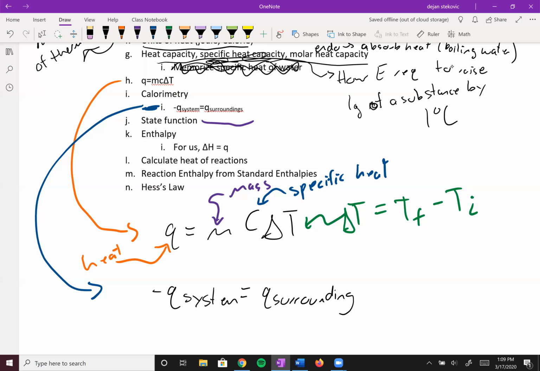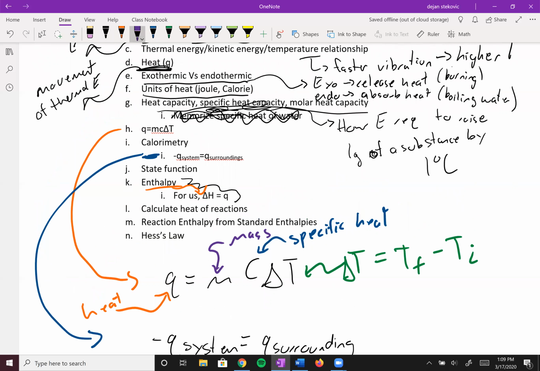State function, that's just something where it doesn't matter how you got there. It's just the beginning and the end. So altitude is a state function. It doesn't matter if you went up 5 miles, went down 5 miles, went up 5 miles again. All that matters is your start and end point, which is delta H. Enthalpy is a state function, right? For our purposes, delta H is essentially just equal to heat. So it's just the heat of something.